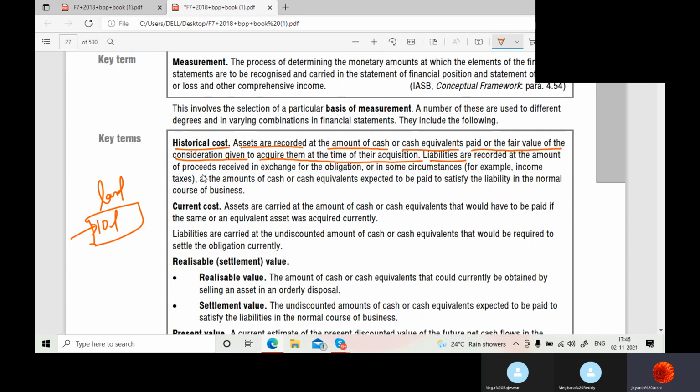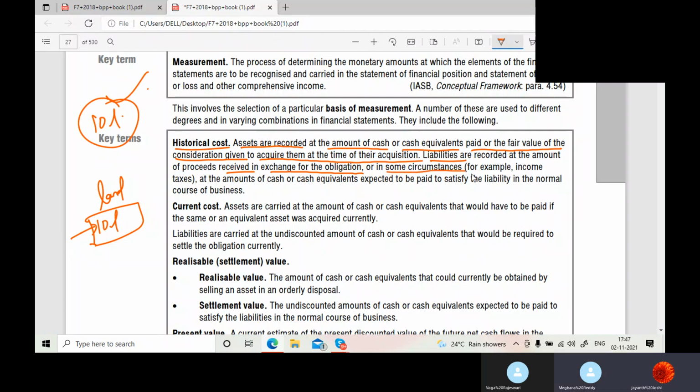Liabilities are recorded at the amount of proceeds received in exchange for the obligation. So what is that liability? Liabilities are recorded at the amount of proceeds received in exchange for the obligation. See, if I take a 10 lakh rupees loan, I'll show 10 lakh rupees as my liability.